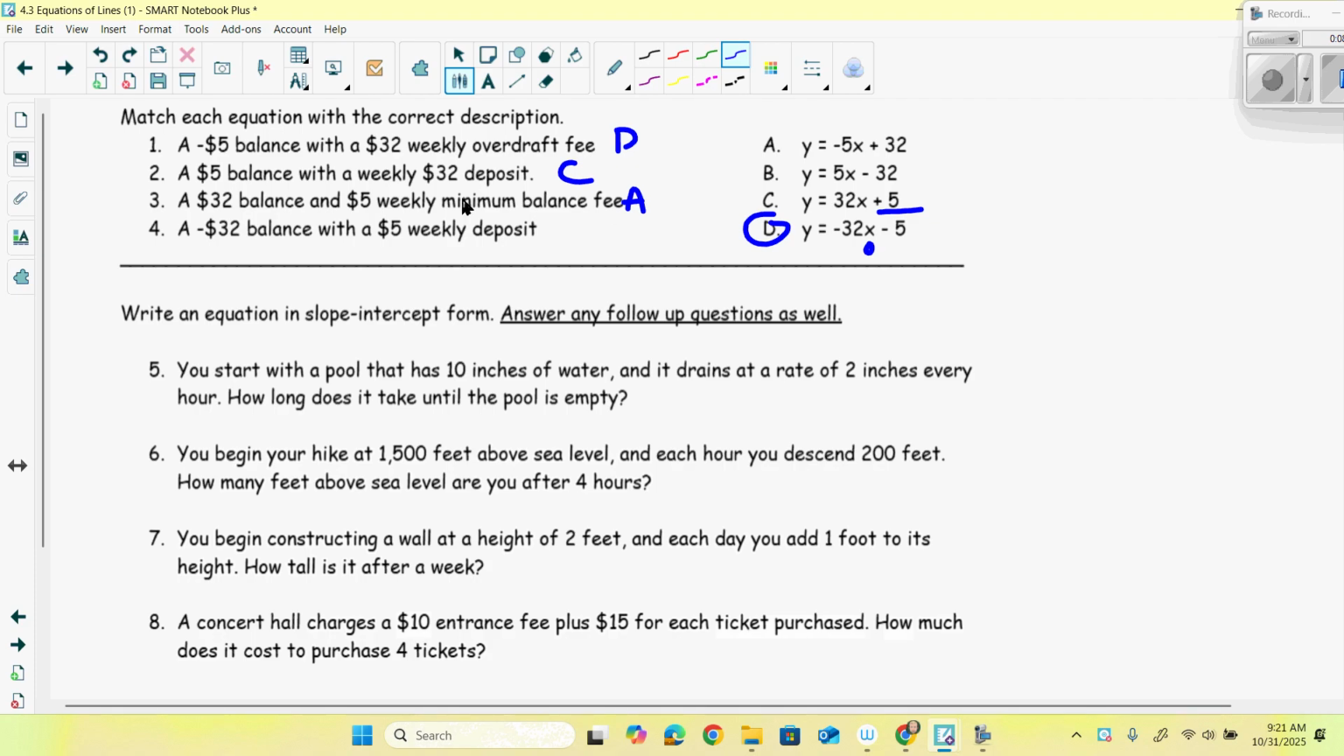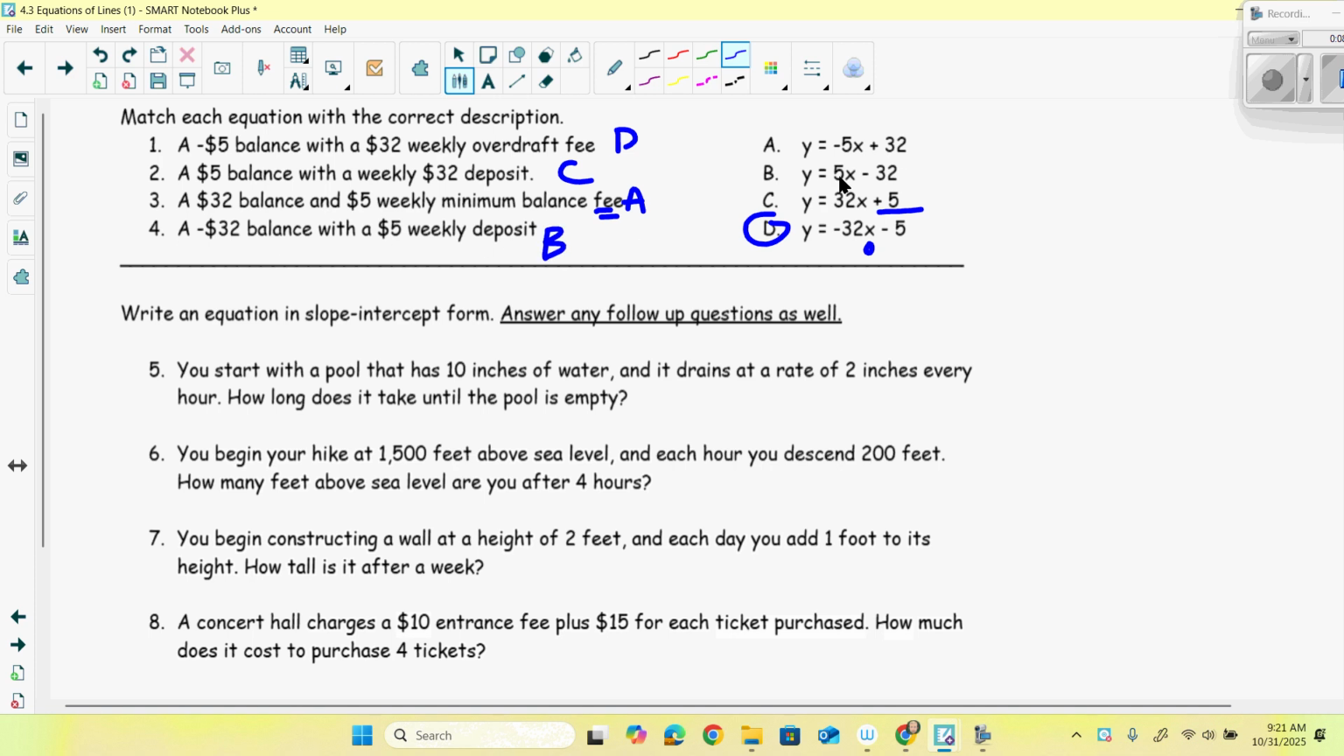And let's see. Oh, so this has a fee. That means we're losing money. So we're losing $5, even though we started with 32. And then finally, a negative starting value of 32 has to be this equation.